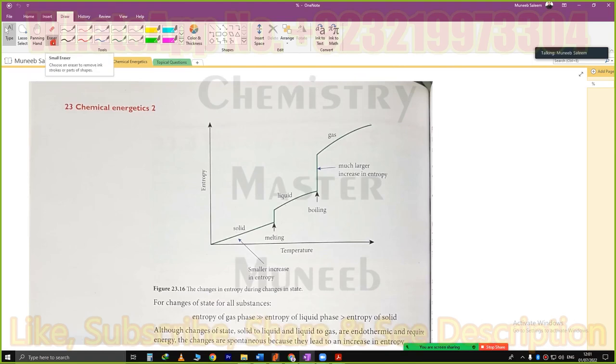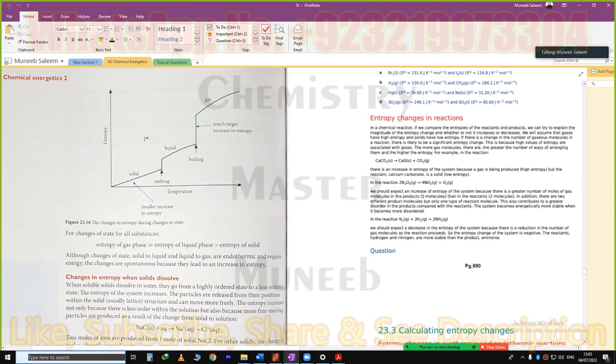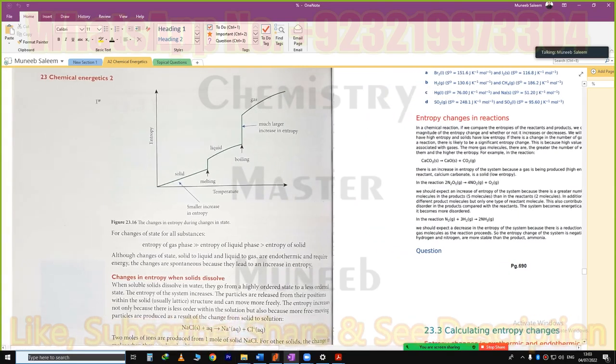Allah Hafiz. Alright, so last time we had completed up to this graph. Is there any question from the previous lecture?